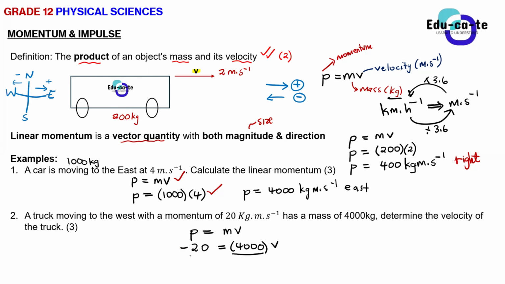Although you are going to get an unrealistic value here for the movement of a truck. 1 over 200. So negative what? Negative 0.005 meters per second. 0.005, not 200. 0.005, right? Nothing else after 05. Meters per second to the west. Okay, so that's going to be a negative answer.